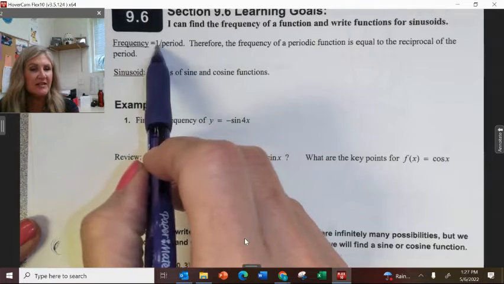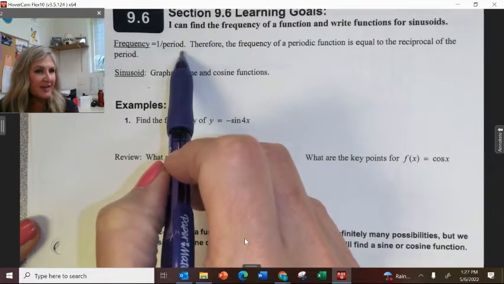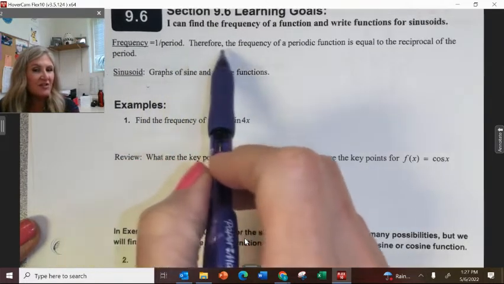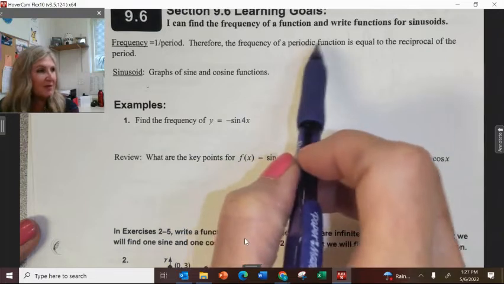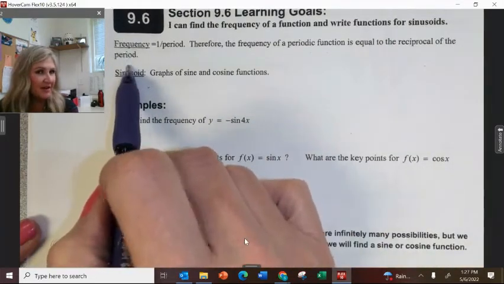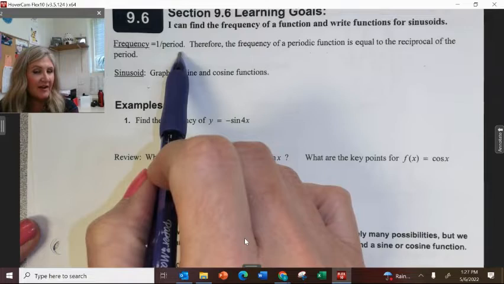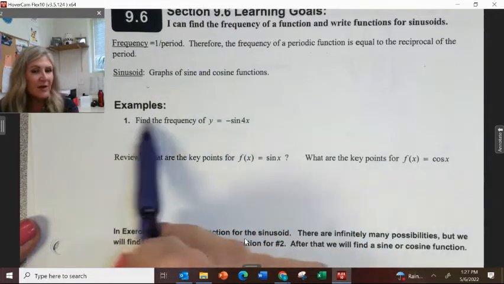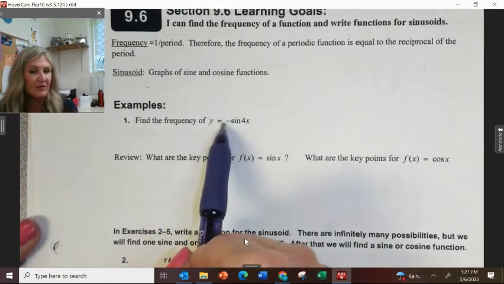The frequency is going to be 1 divided by whatever the period is of the function. So therefore, the frequency of a periodic function is just going to be the reciprocal of the period, since it's 1 divided by the period. So just a real quick problem, making sure we understand the frequency.